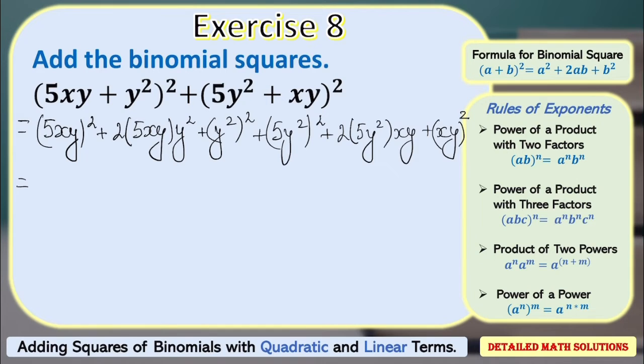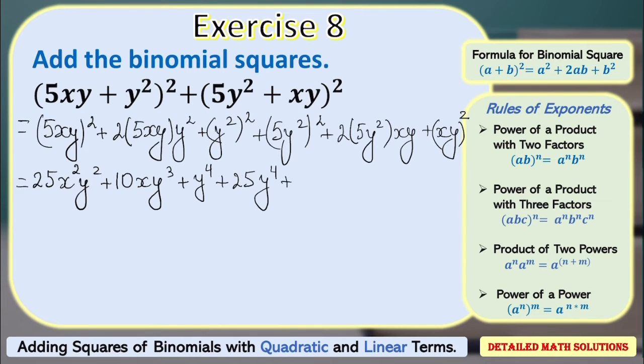(5xy) squared equals 5 squared, which is 25, x squared y squared, plus 2 times 5 is 10, x y cubed, plus y squared squared is y to the 4th power, plus (5y squared) squared is 5 squared or 25, y squared squared or y to the power of 4, plus 2 times 5 is 10, y squared multiplied by y is y cubed, and we have x y cubed, plus x squared y squared.